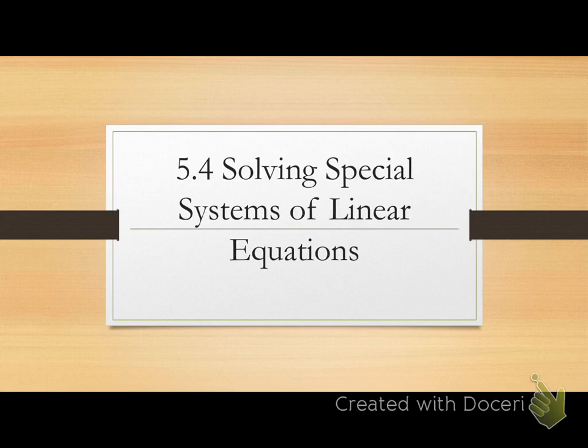So special systems of linear equations. You guys remember when we had parallel lines? What was my solution when I had parallel lines with systems of equations? No solution. That's one of our special systems of linear equations. What happens if I had the same line? The two lines were the same. Infinitely many solutions because they're intersecting at every single point. Okay? So, that's what today is all about.